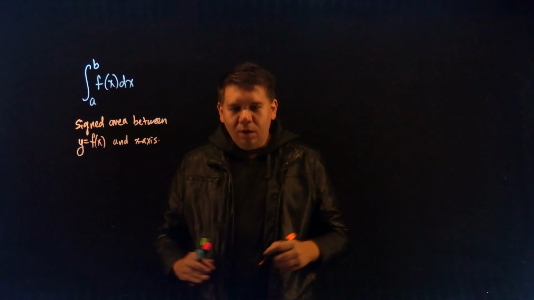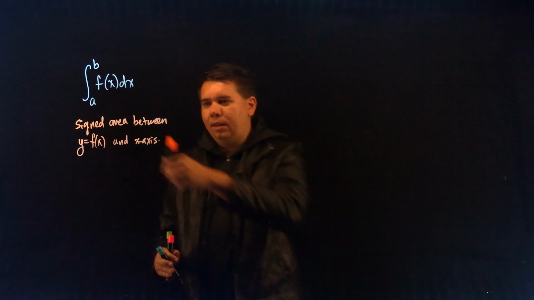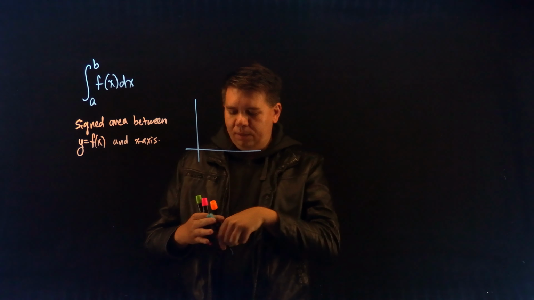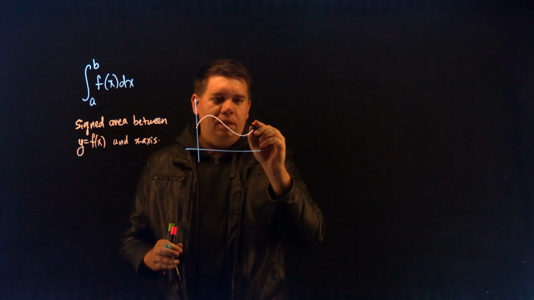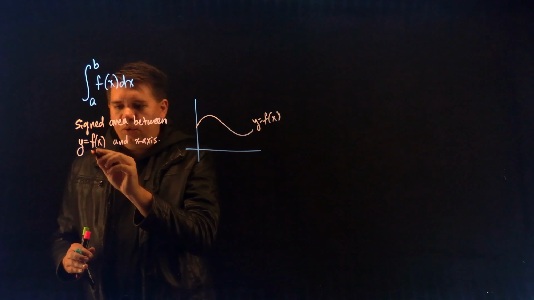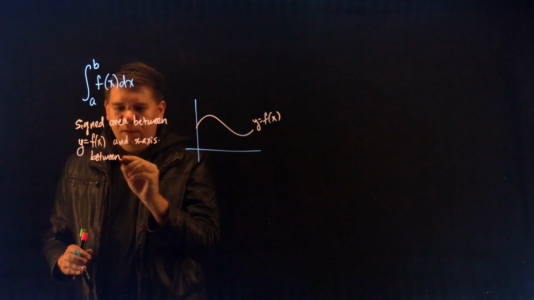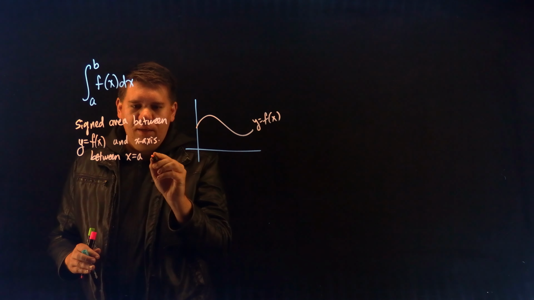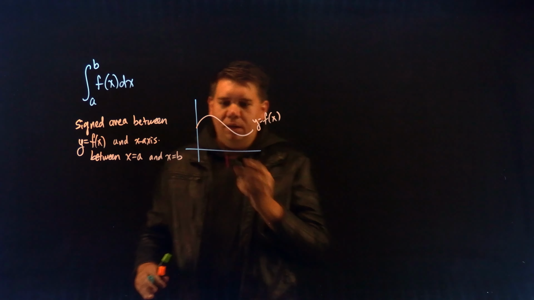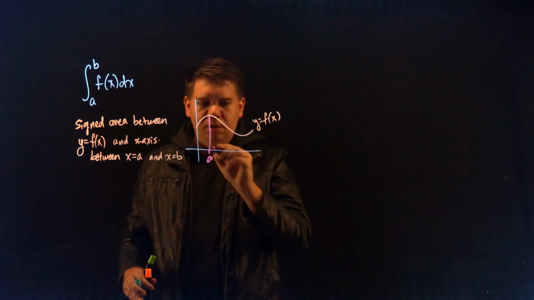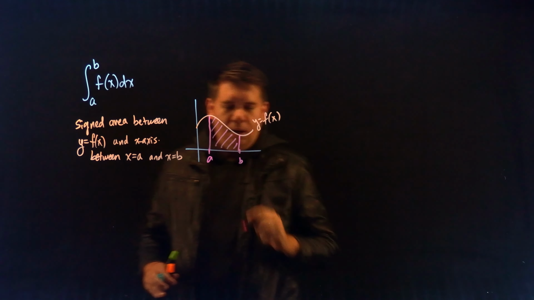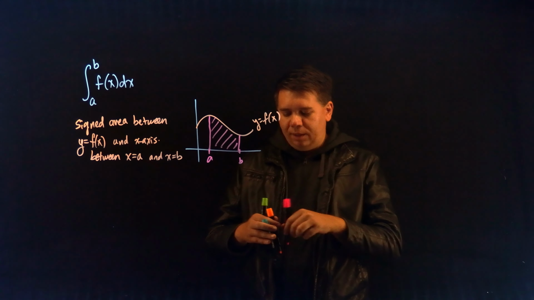Now, you'll recall we already have a way of finding the area between a graph and the x-axis. When you have some function, say y equals f of x, I should specify this area between x equals a and x equals b. So I really want to focus on this area from a to b. So this is the area I want to calculate. And we already know how to calculate the area, right?